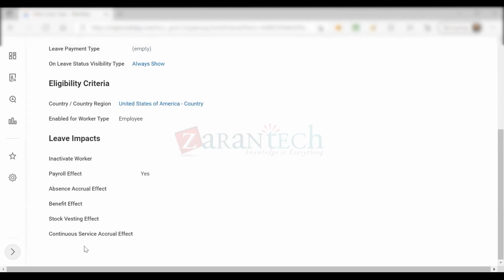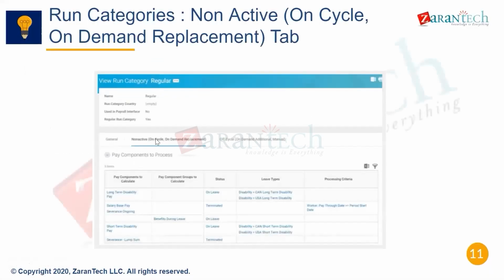When an absence consultant configures this, they normally go by the policy or the employee handbook, and based on that, they set this up. What we worry about from a payroll perspective is payroll effect, yes or no. If I see payroll effect yes, that means the employee will not be processed as per the general rule. I need to do a separate or additional configuration on the non-active tab of a run category if I'm expecting the employee to get paid under certain earnings codes.